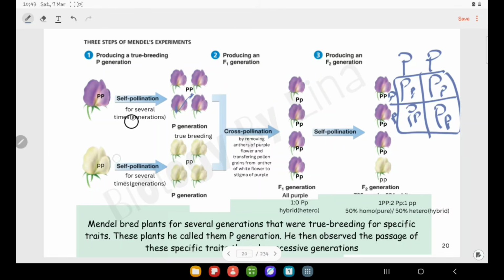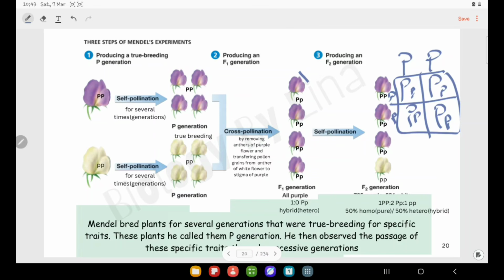But what do you mean by cross-pollination? As we said before, when he did cross-pollination, he did it manually. How? By removing all the anthers of the dominant plant and transferring the pollen grains from the white flower to the purple flower. This is what he did in order to make the cross-pollination and to produce the F1 generation.